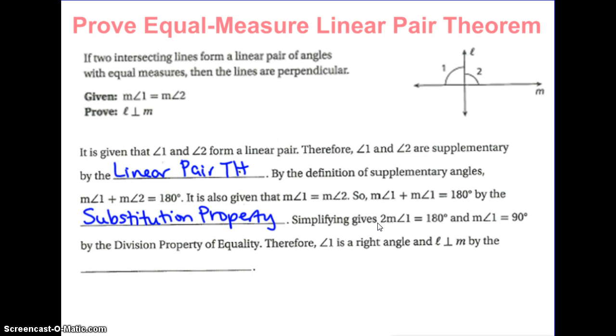By simplifying, we get 2 times the measure of angle 1 equals 180 degrees. Therefore, the measure of angle 1 equals 90 degrees by the division property. They divided by 2. Therefore, angle 1 is a right angle, and line L and line M are perpendicular to each other by the definition of perpendicular lines. Remember, perpendicular lines meet at a right angle. If we can prove that they have a right angle, then they must be perpendicular.